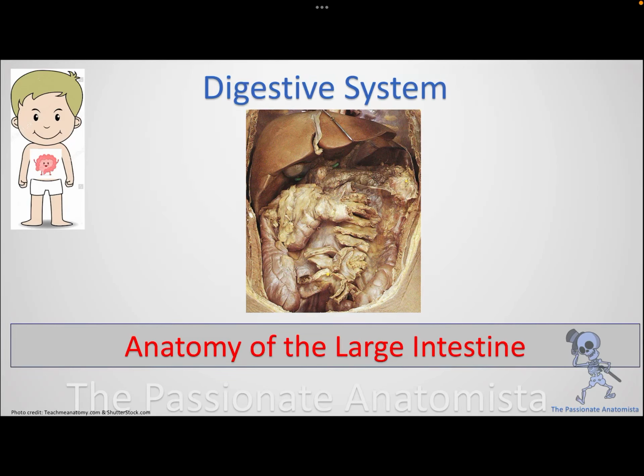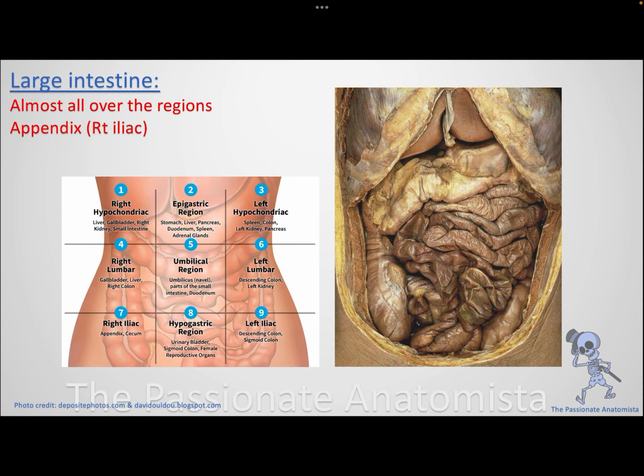Hi guys, in this video we're going to talk about the anatomy of the large intestine. So where does the large intestine lie? It lies almost in all of the regions. So you get to see it in the right iliac, the right lumbar, a piece of it would be in the right hypochondriac region, in the umbilical. You get to see it everywhere on the left.